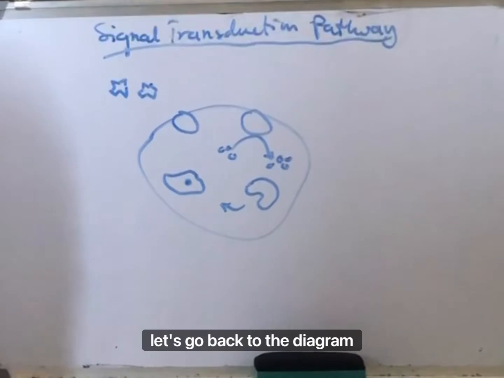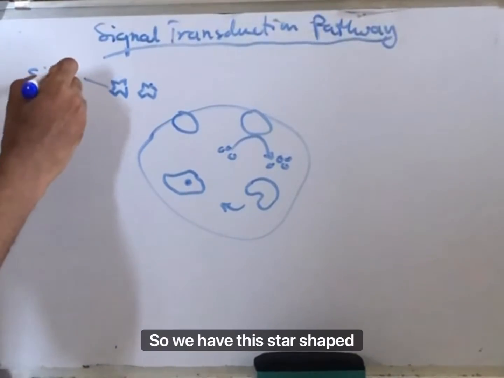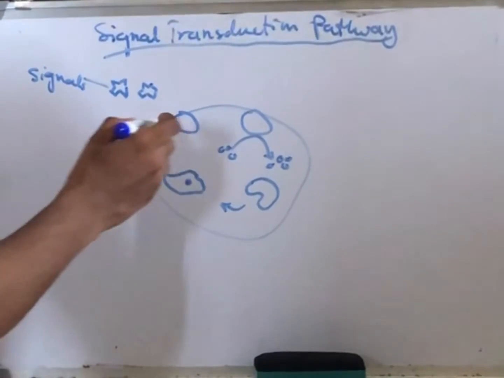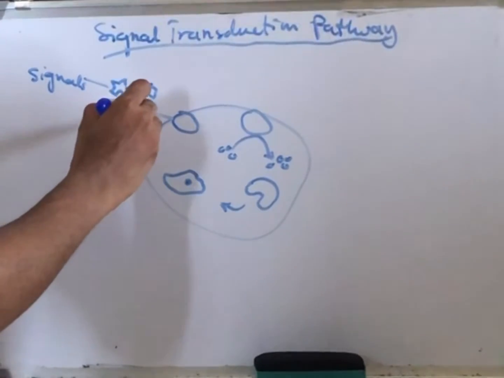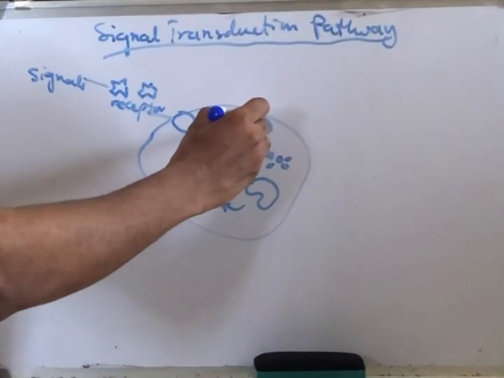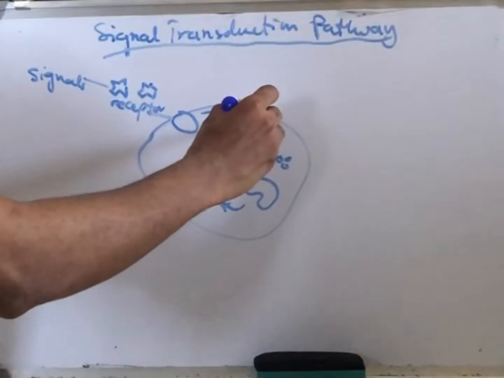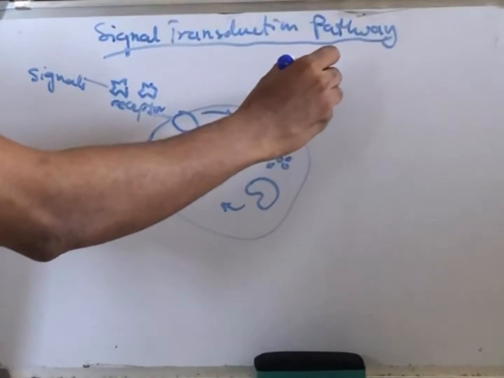Now, let's go back to the diagram. Signal transduction pathway. So we have this star-shaped molecule called the signal, and this signal will act on the receptor, on the cell. So this is a transmembrane receptor, and this will lead to activation of the receptor.